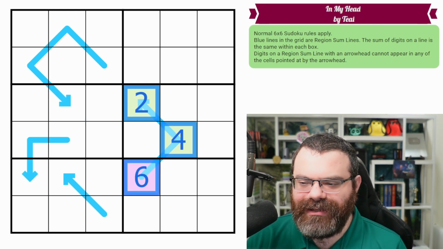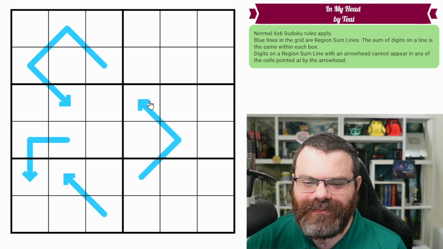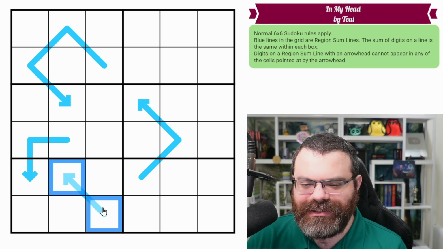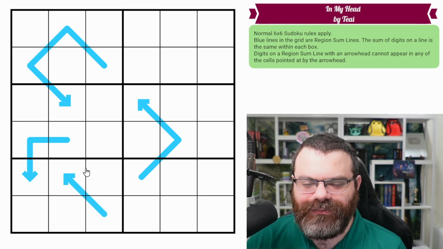So they could actually be arrows. But anyway, that's the region sumline part. And then the other part is we do have an arrowhead at the end of each of these lines. And in fact, this region sum line, don't get confused, it's just a single segment, so it can be any sum you want it to be. But it does have an arrowhead on it, which uses the arrowhead rule.